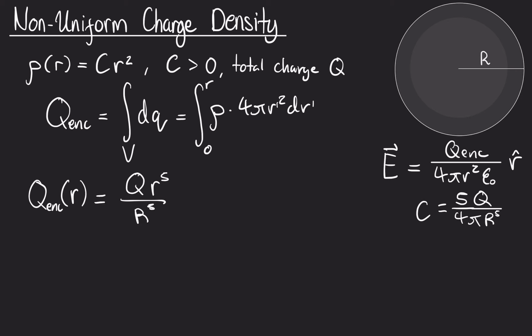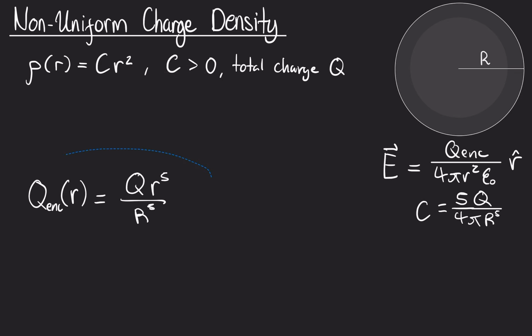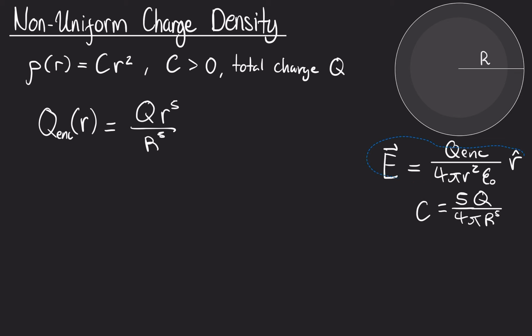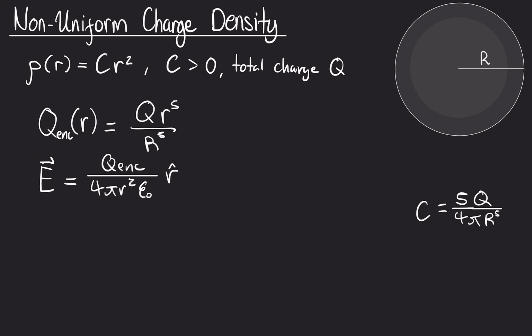We now have the Q enclosed. So I'll make some space over here. And what we can do now is we can bring our electric field function, and we can say, okay, we now know Q enclosed. Let's just put it in and see what happens. So we're going to have the electric field is equal to, and in this case, Q enclosed. I'm going to write it out first. So we're going to have Q r to the 5th over big R to the 5th times 1 over 4 pi little r squared epsilon naught, and then r hat.